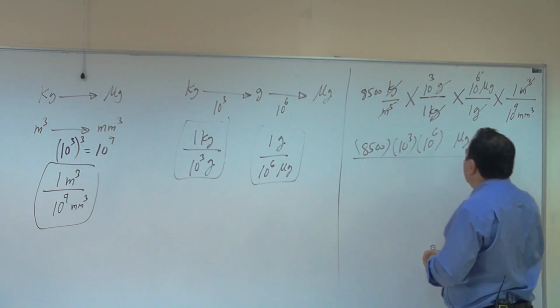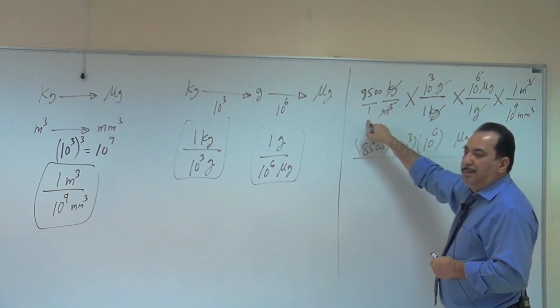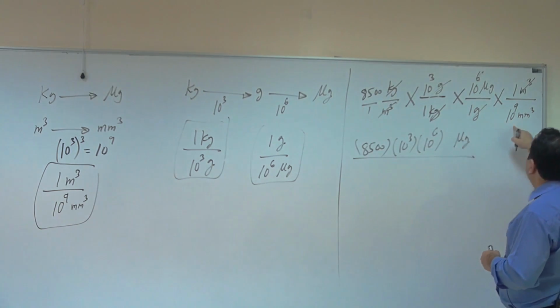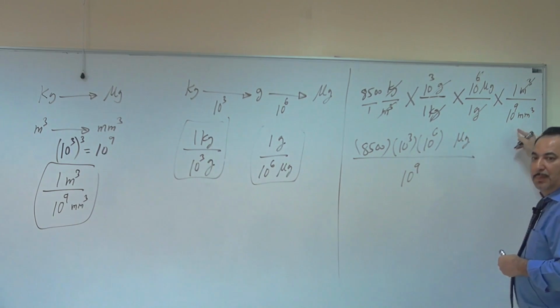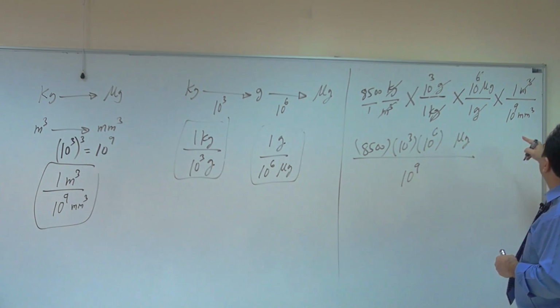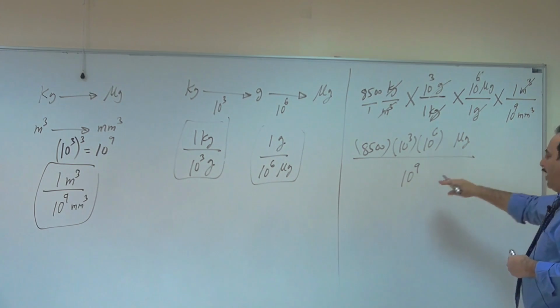Over, here you have 1, 1, 1, 10 to the power 9. So, Doctor, we cancel the 6 and the 8. Right? The answer will be 8,500. But I haven't finished yet.